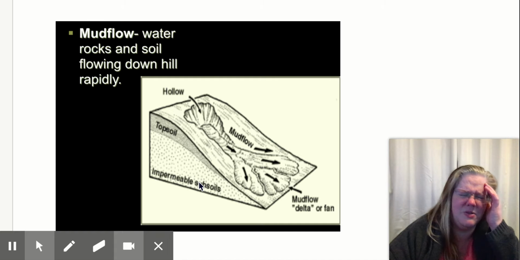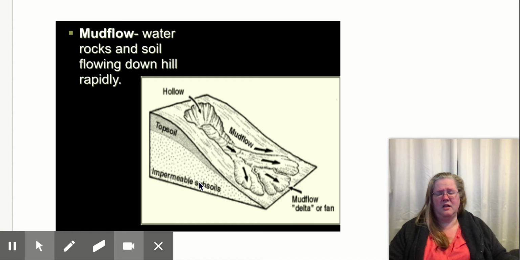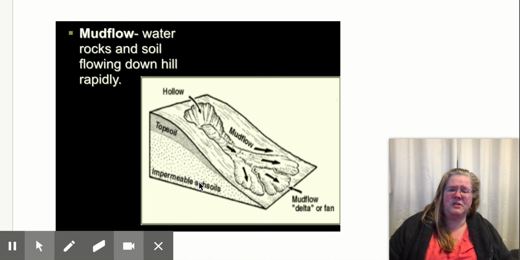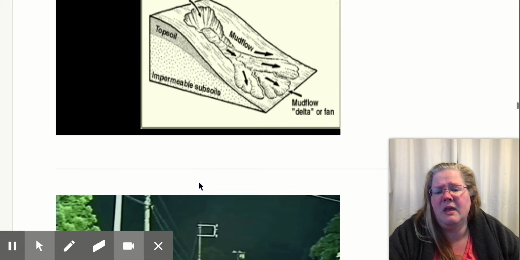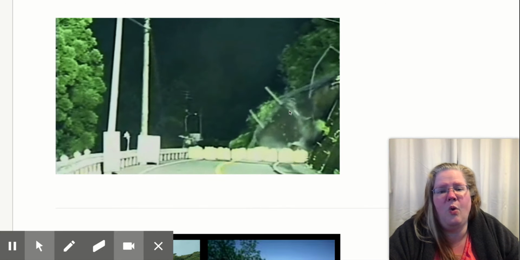In fact, a couple of years ago, I want to say, was it 3, 4, or maybe 5 years ago at this point, there was a massive mudslide in Washington State, and a lot of people lost their lives because they got trapped underneath it. So be respectful of mudslides because it can move whole parts of a mountain down.